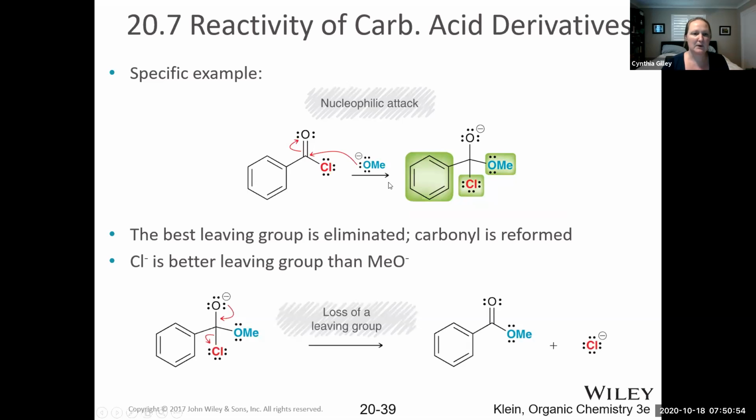Let's look at a specific example of a nucleophilic acyl substitution reaction. In this case, we have an acid chloride, and the nucleophile is methoxide. So we can do nucleophilic attack, right? In order to avoid exceeding the octet, we can move electrons up to the oxygen. That gets us our tetrahedral intermediate. At this point, the best leaving group will leave. Chloride is a far better leaving group than methoxide because it's a far weaker base. So chloride will get expelled along with reformation of the carbonyl group, and in the end, we've synthesized an ester from an acid chloride, also known as an acyl chloride.